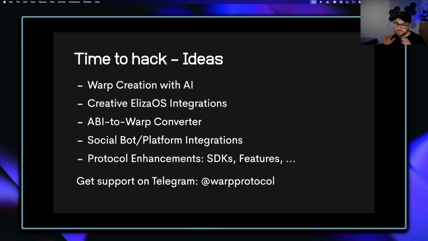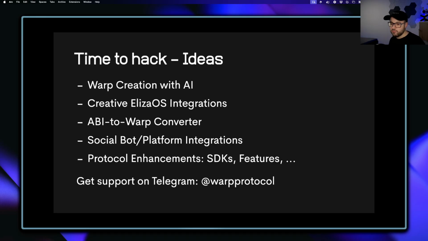As said, any warp that exists can be used with any integration and the AI agents. So one of the goals that we have is to increase the repository of warps that we have. So we want to have warp creations with AI, just to expand the library of warps that we have. Then obviously it would be cool to see creative ElizaOS integrations. So if you have any ideas on working on this, it would definitely be cool to see.